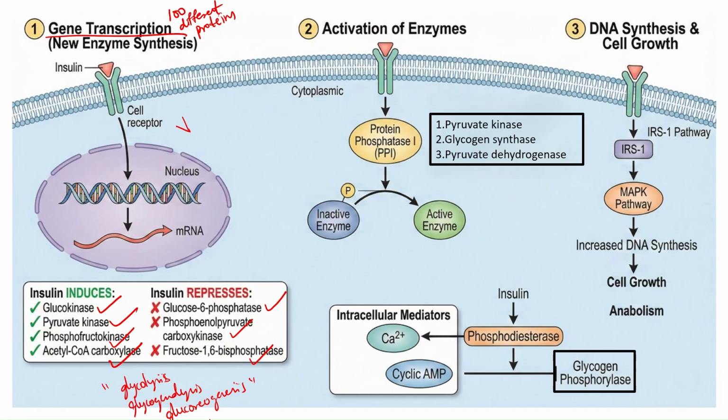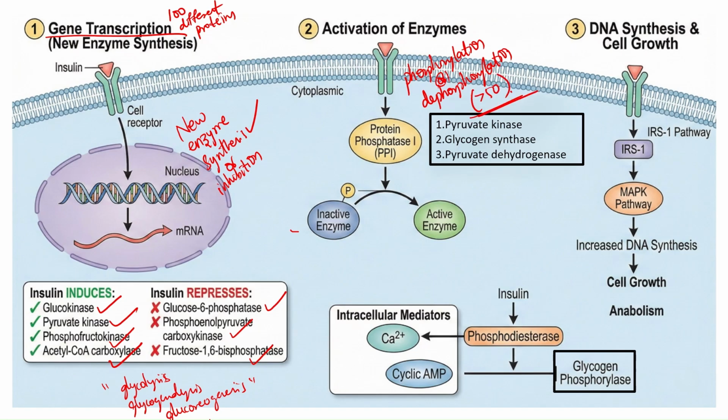Beyond building new enzymes, this is new enzyme synthesis or inhibition. Suppose the synthesis is happening, they should be activated. So insulin can instantly change the behavior of those already present by adding or removing phosphate groups, phosphorylation or dephosphorylation. Through this mechanism, more than 50 enzymes are regulated.